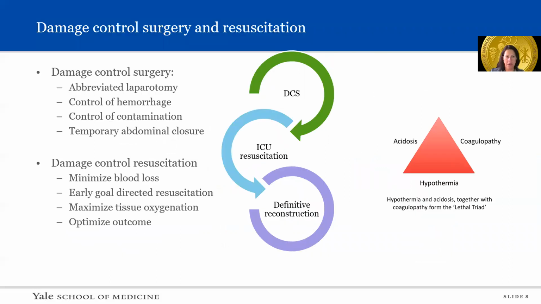A brief discussion about damage control surgery and damage control resuscitation. As you are aware, damage control surgery was created in response to the trauma population and represents an abbreviated laparotomy with control of hemorrhage and contamination and temporary abdominal closure, followed by aggressive ICU resuscitation. And particularly in the trauma population, damage control resuscitation involves the minimization of blood loss, early goal-directed resuscitation with blood and blood products to maximize tissue oxygenation and improve outcome. The goal of damage control resuscitation is to avoid the triangle of death, or the lethal triad of acidosis, coagulopathy, and hypothermia.